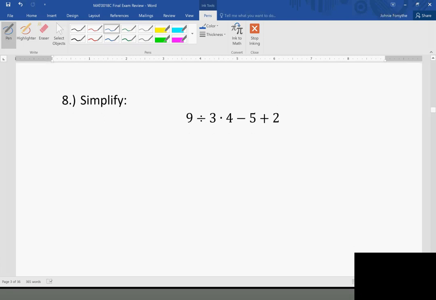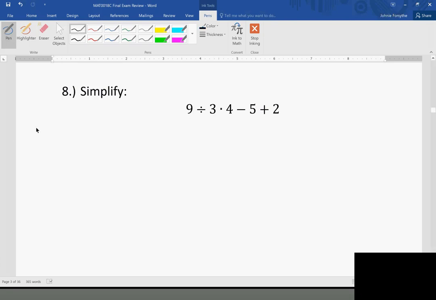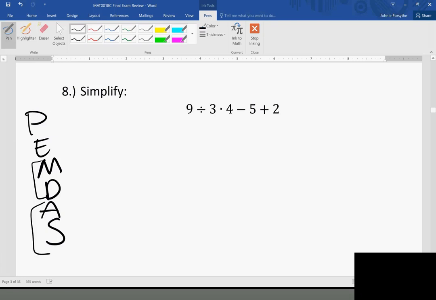All right, number 8. Simplify 9 divided by 3 times 4 minus 5 plus 2. Let's recall order of operations. We do not have any parentheses that we need to work within. We don't have any exponents, so we do have multiplication or division. We do it first from left to right. So we take care of 9 divided by 3, which is 3. Bring down times 4 minus 5 plus 2.